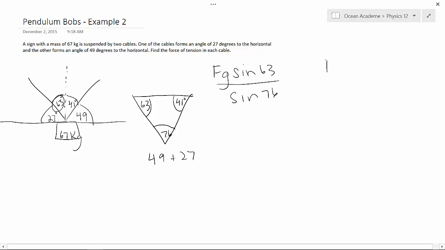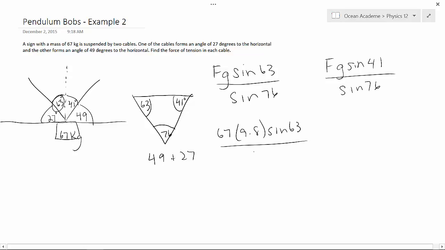I do the same thing for the other cable, so it's going to be force of gravity, sine, and in this case 41 over sine 76 again. So plugging in our numbers, the force of gravity is mass, which is 67, times 9.8, sine 63 over sine 76. And this other one is 67 kilograms times 9.8, sine 41 in this case, divided by sine 76.